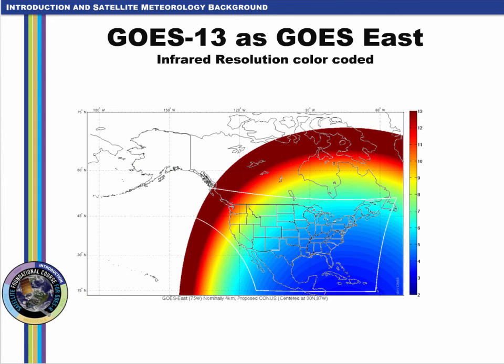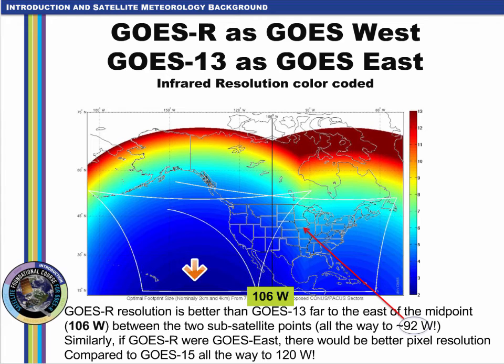Here's the same image for GOES 13 as GOES East using the same color shading, and the CONUS image for GOES East is shown too. GOES 13 resolution degrades from 4 kilometers at the subsatellite point to around 6 kilometers over the western Great Lakes. So, if GOES-R is GOES West at 137 West, and GOES 13 remains GOES East at 75 West, the midpoint longitudinally is 106 West. But that's not where satellite resolution would be the same for each satellite. Instead, GOES-R would have better spatial resolution than GOES 13 all the way to 92 degrees west, the approximate longitude of Duluth, Minnesota, at the western tip of Lake Superior.